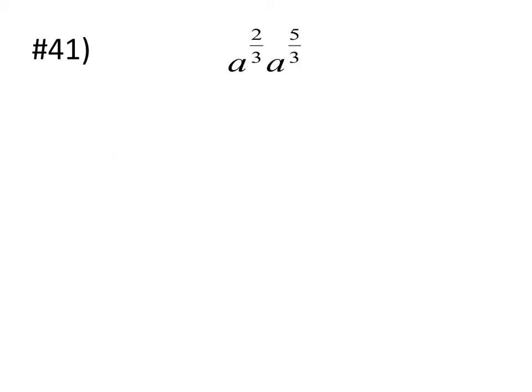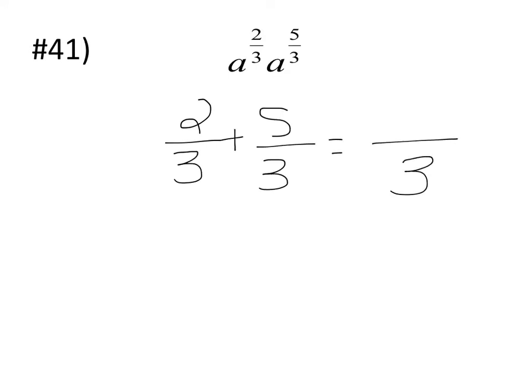Okay, so you're multiplying like bases. If you multiply like bases, you add the exponents. So we're going to do 2/3 plus 5/3. We already have a common denominator of 3, so then you just do 2 plus 5 is 7. So this is going to be a to the 7/3. And let's see how they ask us to write it.